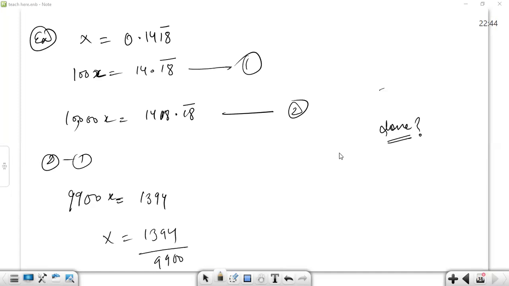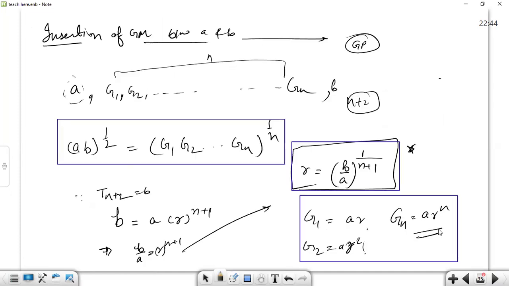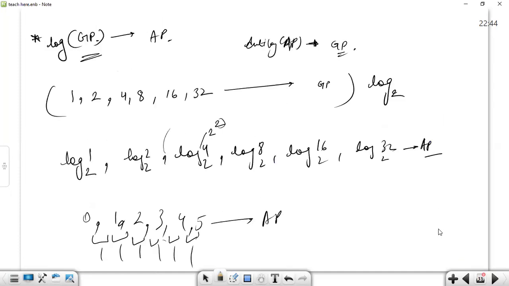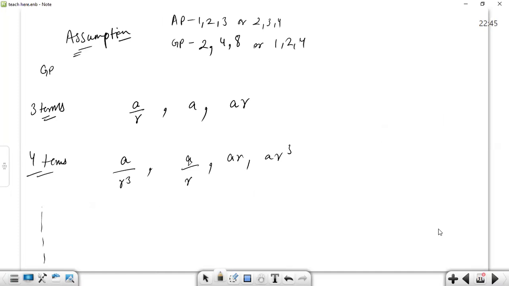Done? Any doubts? Okay, then let's take one example of the property that we were discussing, this property of assumption.